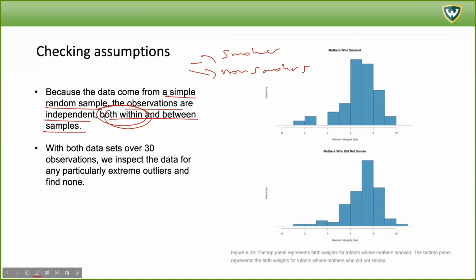Here we also do a histogram of the data, separated for mothers who smoke and mothers who did not smoke. The bottom panel represents the birth weights for infants whose mothers did not smoke. So they're both bell-shaped curves, so they kind of look normal. And also we have over 30 observations for each, so that also gives a sense of normality. And then I'll show you also how to check that mathematically with an R function.